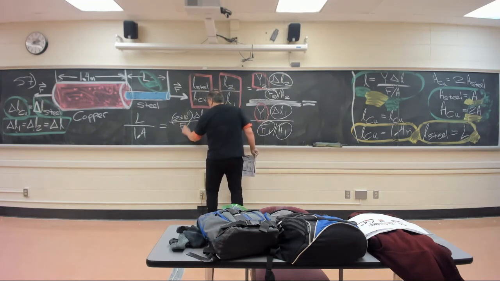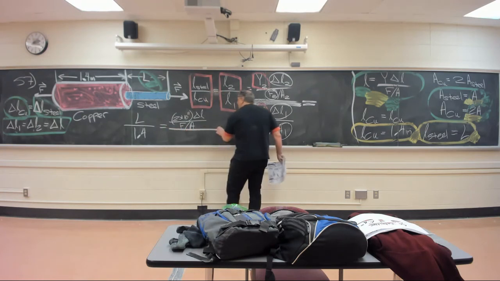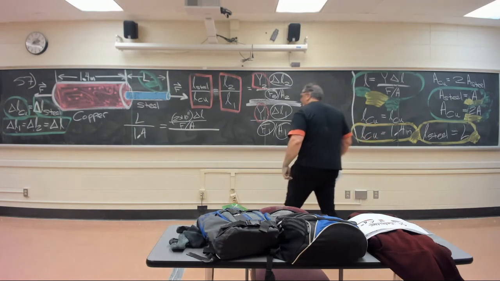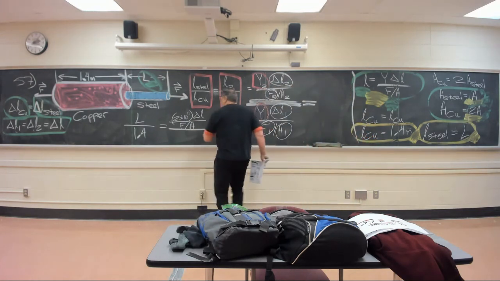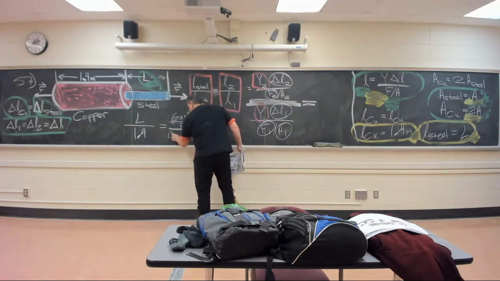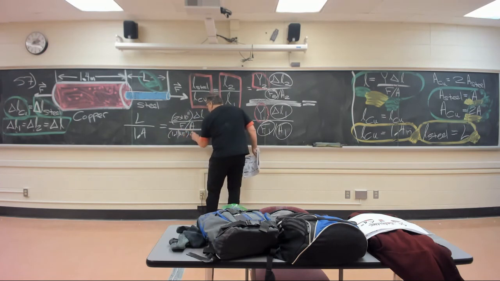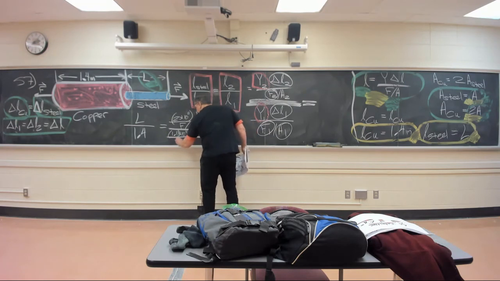The cross-sectional area of the steel is A. For the other one, the Young's modulus is 1.1 times 10 to the 11th, also with a length change of delta L. This one has force F, and this one has area 2A.